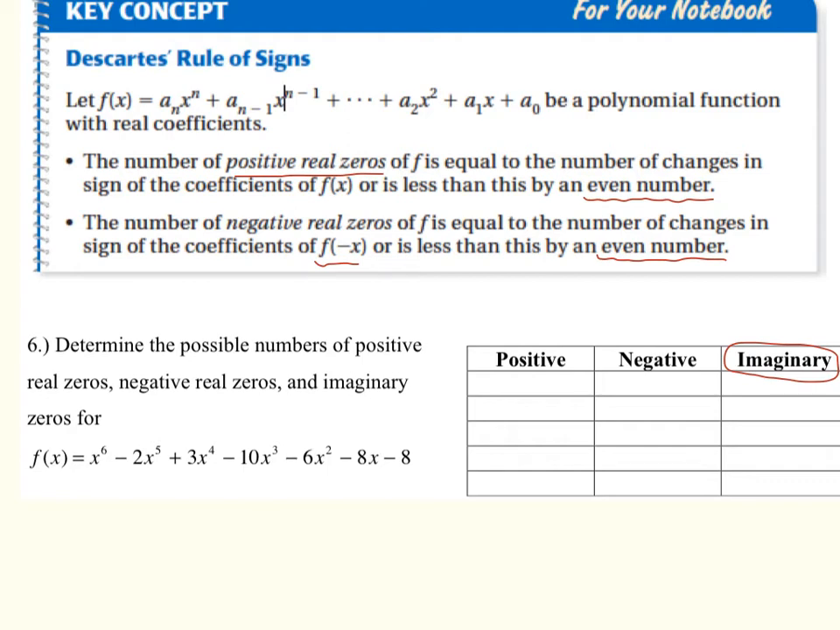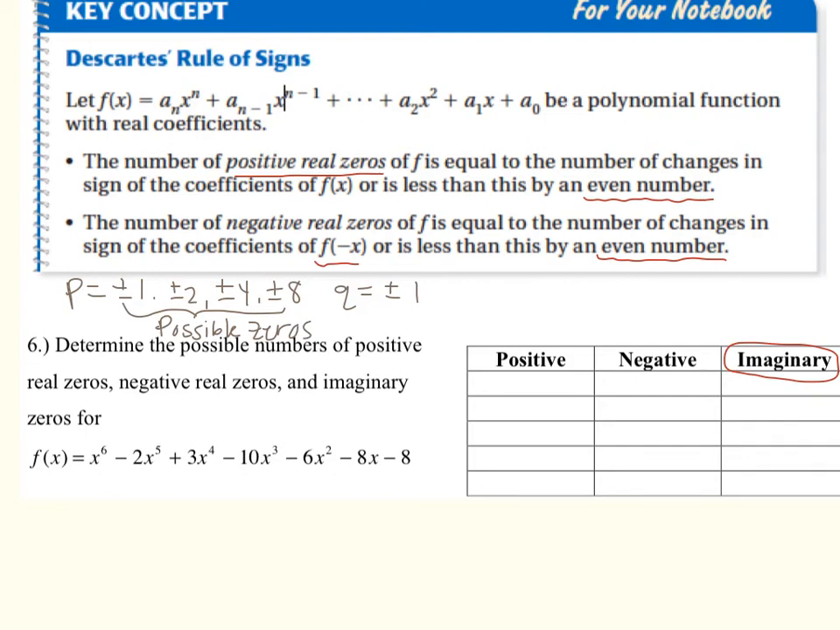So for this function, f of x equals x to the 6th minus 2x to the 5th plus 3x to the 4th minus 10x cubed minus 6x squared minus 8x minus 8. First of all, let's find those possible zeros. Negative 8's factors are plus or minus 1, plus or minus 2, plus or minus 4, plus or minus 8. The leading coefficient is 1, so q is plus or minus 1, meaning that the p-values are your possible zeros. So there are 8 possible real zeros.